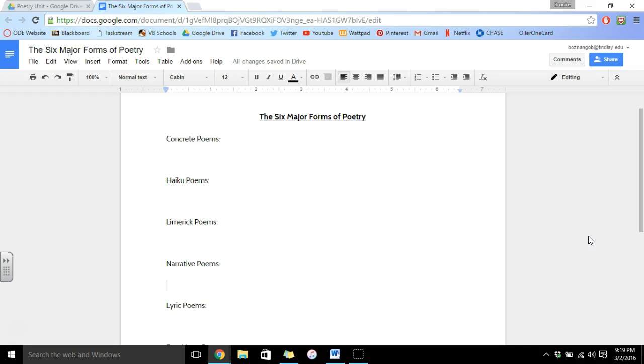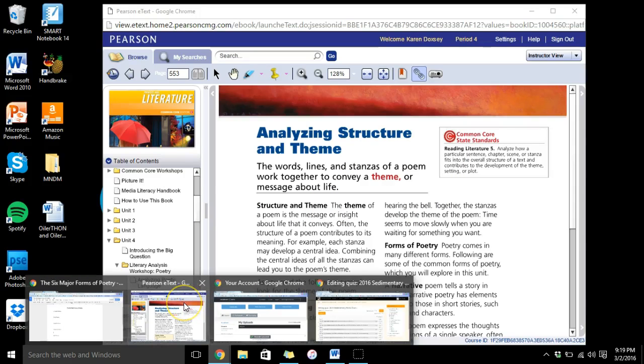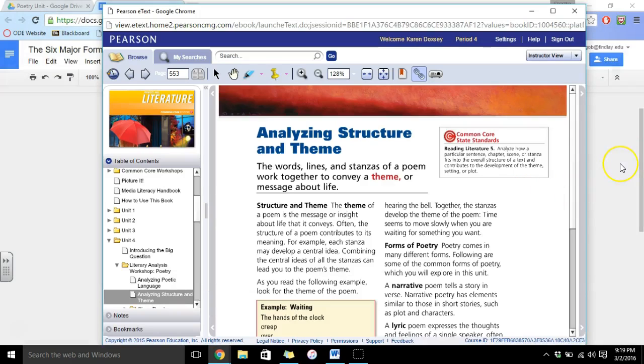So you should have this form shared with you through Doctopus, so you guys can go ahead and pull this form up, and then we're going to go over to the literature books, which you guys probably haven't used a whole lot yet, and you don't have to pull yours out because I have it pulled up here for you all to read. Would you look at that? Look at me go. So, on that note, I'm going to start reading for you from the book. This is in the poetry unit, unit 4, and this is in the analyzing structure and theme.